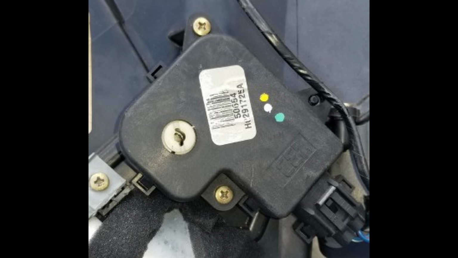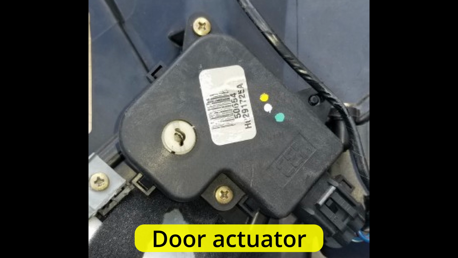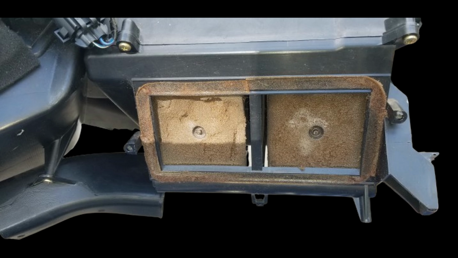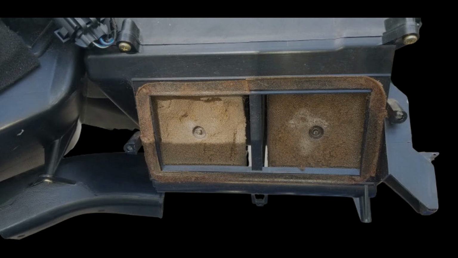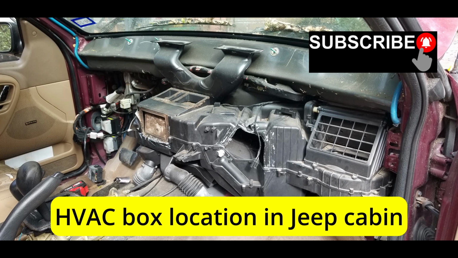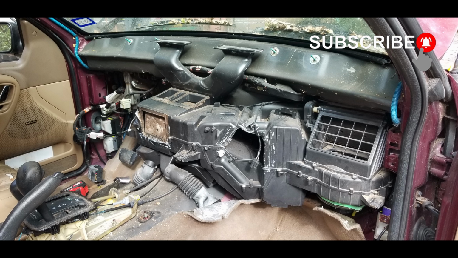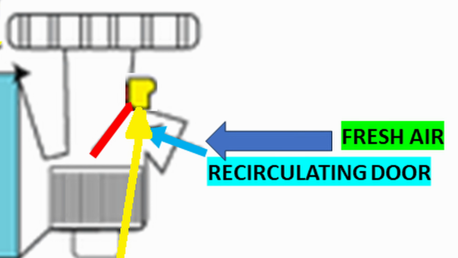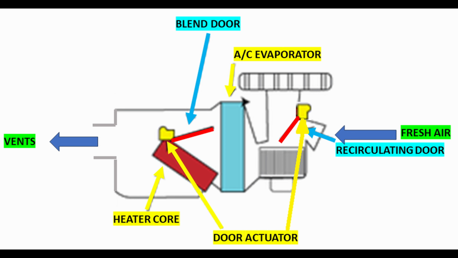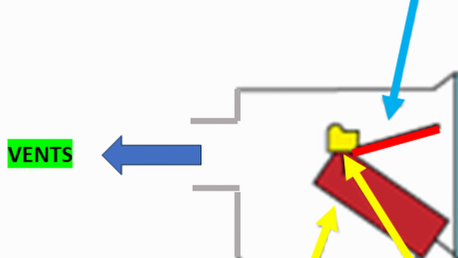In order to understand that, we have to look at a couple of components: a door actuator as well as blend doors. You'll see there's some crusty foam on that one. The HVAC box or assembly is located underneath the front dashboard. So you'll notice in this diagram that fresh air comes in from the right side into the HVAC assembly, and then it'll go all the way out to the left where it comes out the vents.